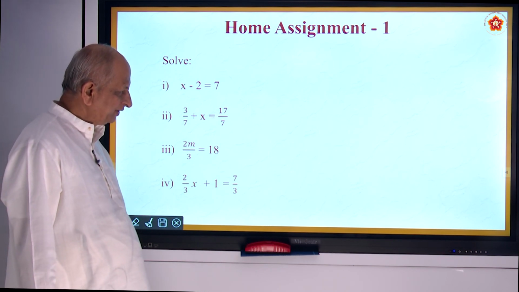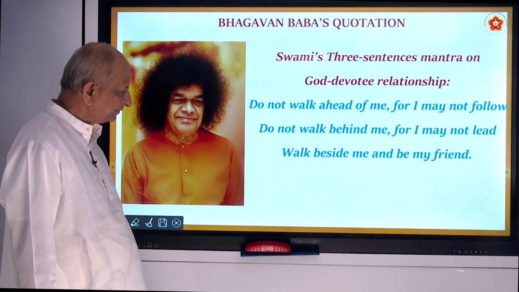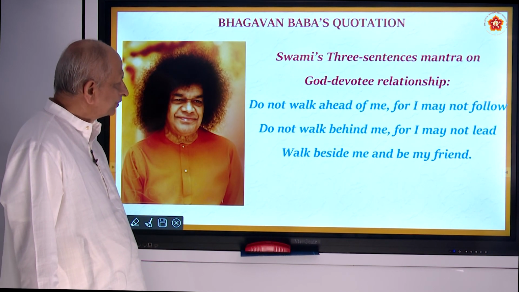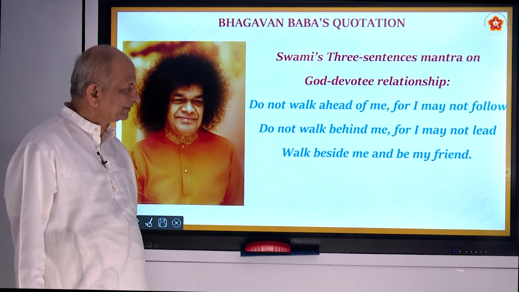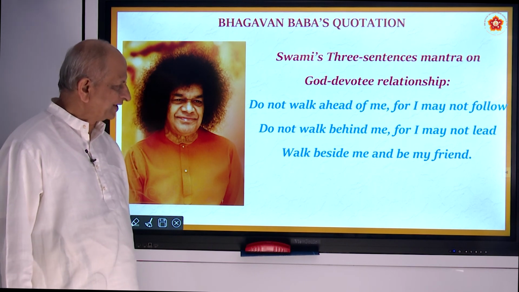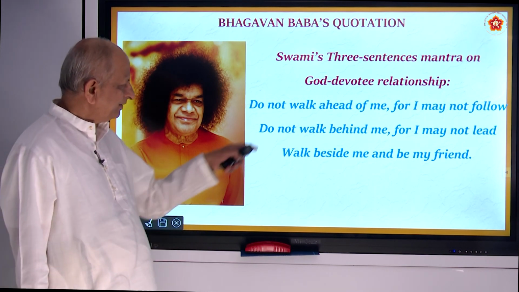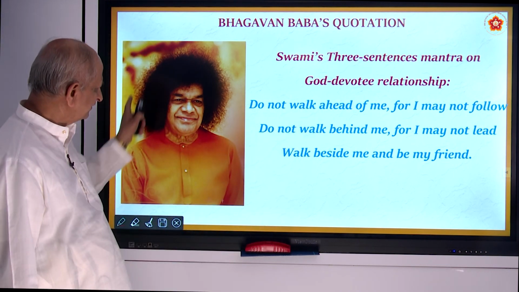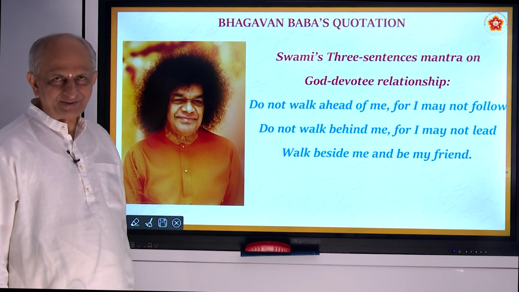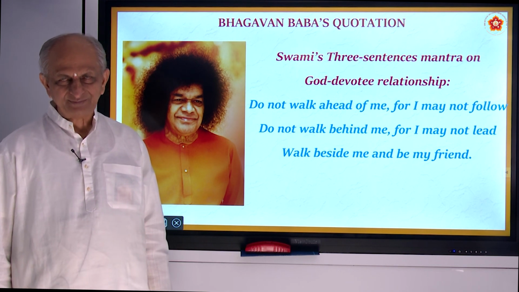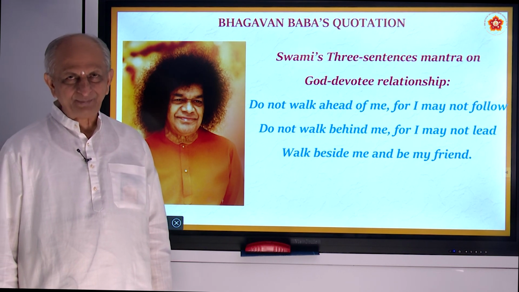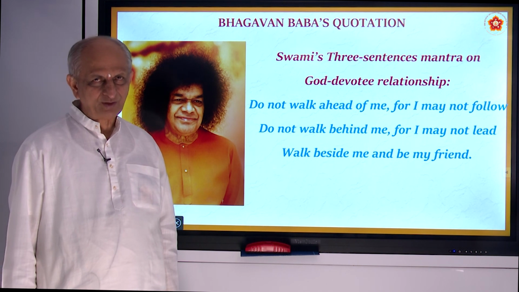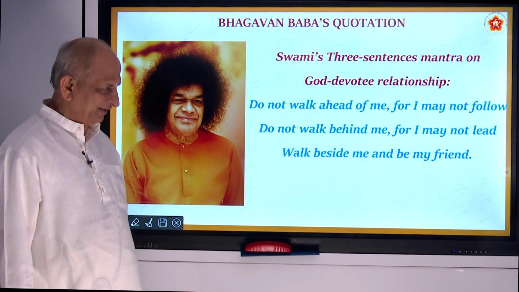Before closing, we will see what Bhagwan Baba says. Swami's 3 sentences mantra. First sentence he says, between God and devotee, relationship. Who is this? Bhagwan Sri Sathya Sai Baba, who was living in Puttaparthi. Now he is no more. Now he is in Muddenahalli.